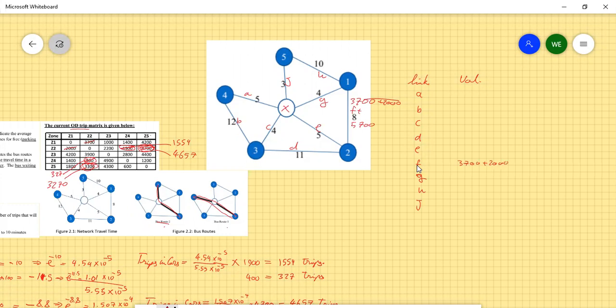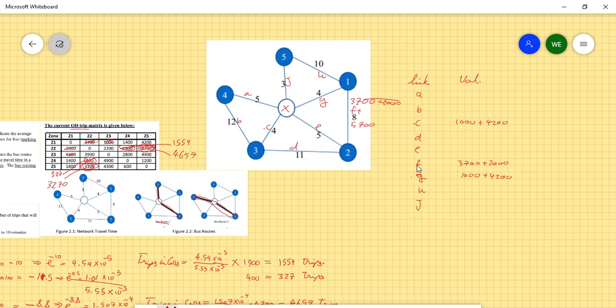Okay, let's go to zone 1 to zone 3. Zone 1 to zone 3. So it's going to use G and C. So here is the C and here is the G. What is the volume? 1000. What's the other direction? 4200. So here we have 1000 plus 4200. And here we have 1000 plus 4200. And these volumes are out of assignment.